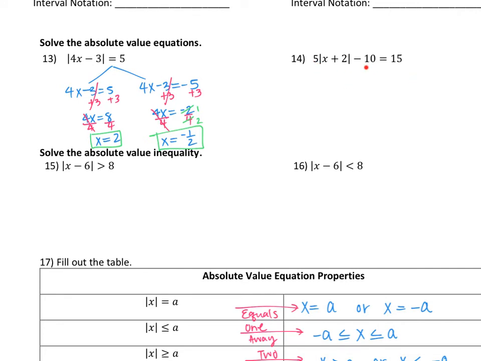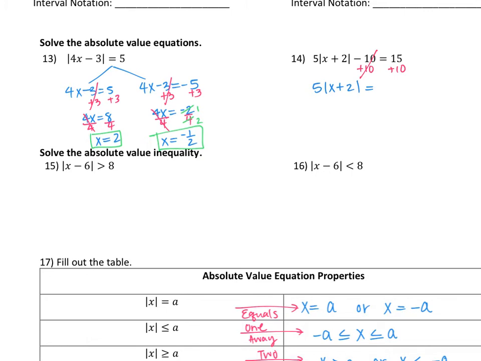We have a 5 and a negative 10. To get rid of this 5, this 5 is multiplying the absolute value, so to undo it, I have to divide. And this is a minus 10, so to undo it, I have to add. In general, to figure out what to move first, it's usually whatever's furthest away. The 5 is right next to the absolute value, whereas the 10 is a little bit further away. So we'll need to move the 10 first by adding it to both sides. So that cancels. Now we have 5 times the absolute value of x plus 2.